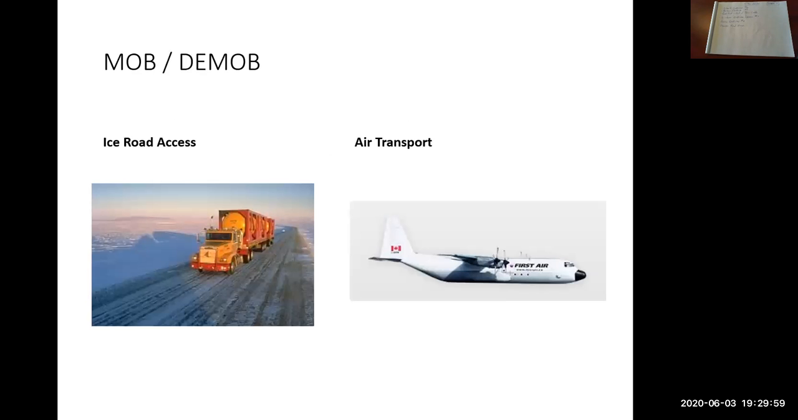So here's an ice road access photo on the left. Again, as long as the road's frozen, trucks can travel that ice road. Now this is fairly far up north. It really depends on where you're estimating the project. Air transport, maybe you need to fly equipment around.